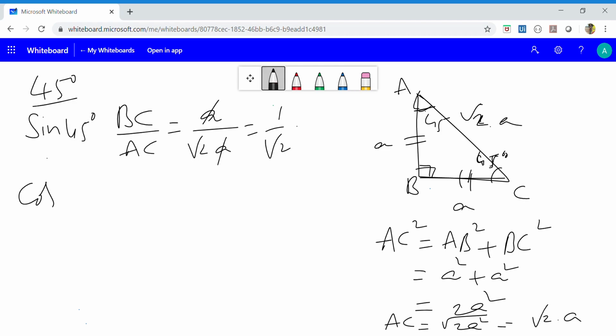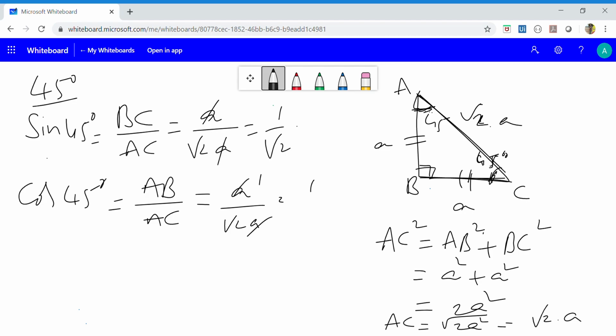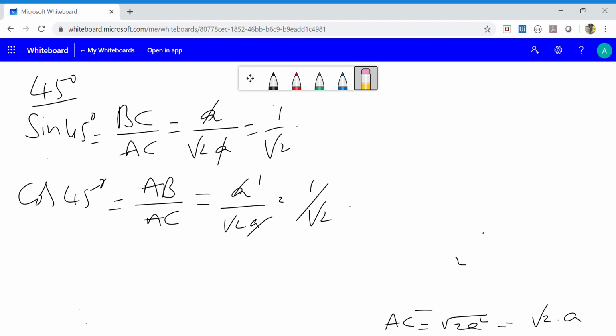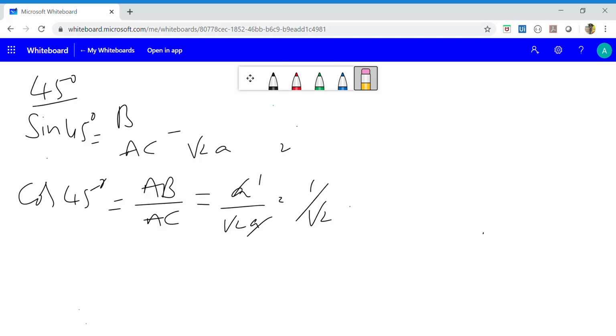Cos 45 degrees you can also find out, with either C or A. If you consider C, the adjacent side is BC. With respect to A, the adjacent side is AB by the hypotenuse AC, which is AB value A by AC value root 2A. A gets cancelled and you will get 1 by root 2. Similarly, you can find the remaining ratios, tan and the others, according to the definitions.